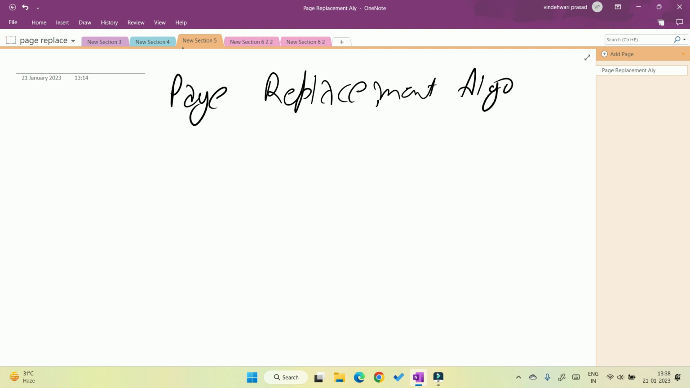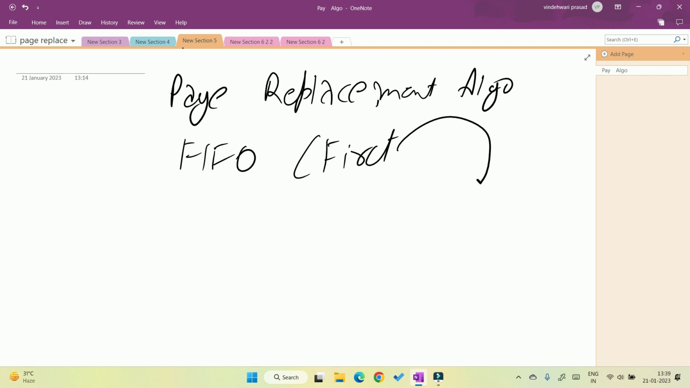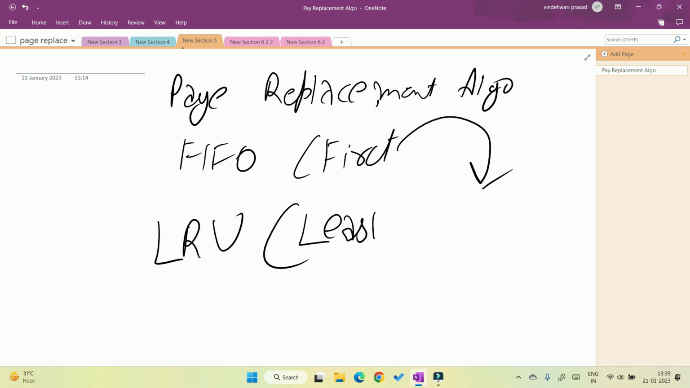And there are two types of page replacement algorithm. First is FIFO, first in first out: the page which comes first in main memory will go out first to the secondary memory. And second one is least recently used, in which the least recently used page will go out of the memory. So how will these two algorithms work?